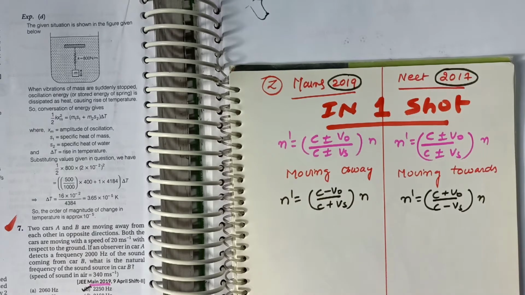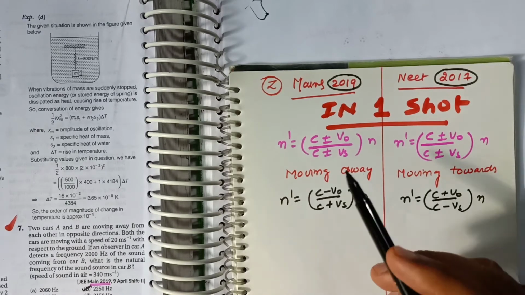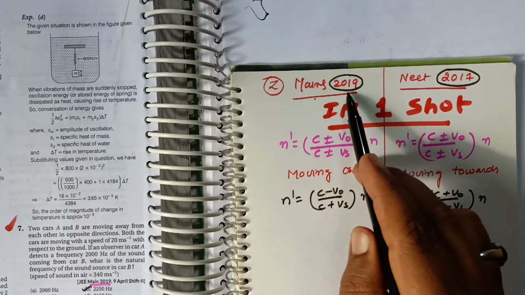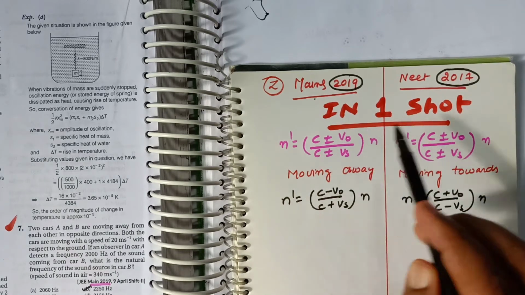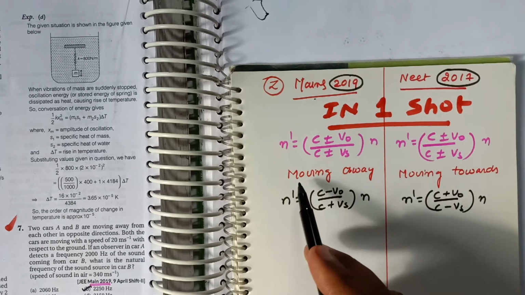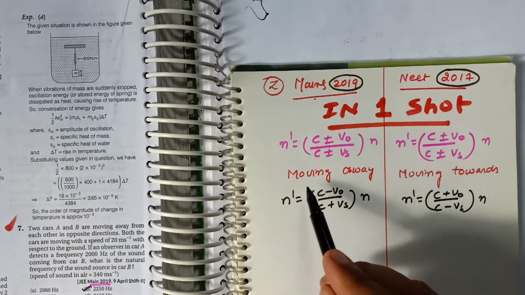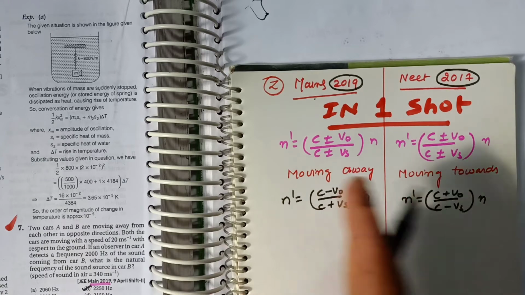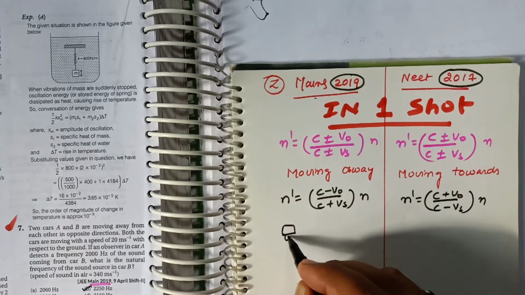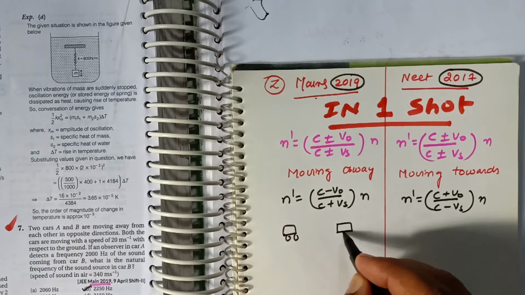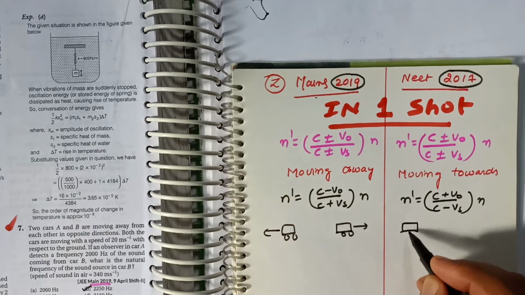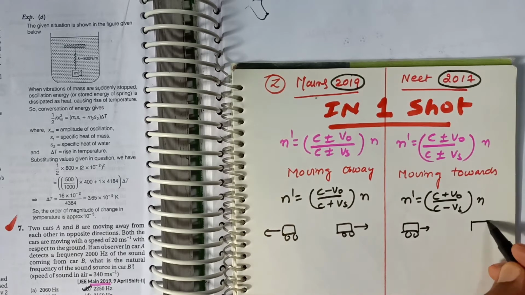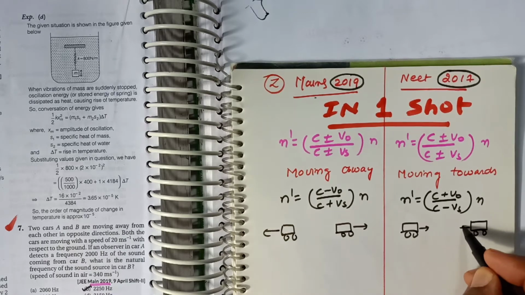Okay, so today we are going to learn Mains 2019 and NEET 2017 problems of the same type in one shot. But the thing is, in Mains 2019, he is telling that two cars are moving away. Two cars are moving away here. Okay, so when this is moving away and this is moving away, here in this case, both are moving towards. That's it. Both are moving towards.